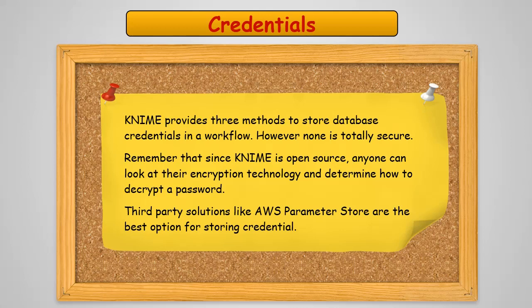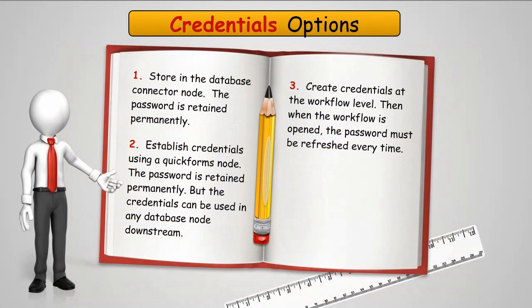I've actually chosen in many cases to use a third-party solution like AWS Parameter Store, where I fetch the password using an encrypted key, rather than storing the key inside of my database. But the three methods we're going to be able to use include the method you just saw, storing at the database connector level, and the password is permanently retained. Every time I open the node, the password will still be there.